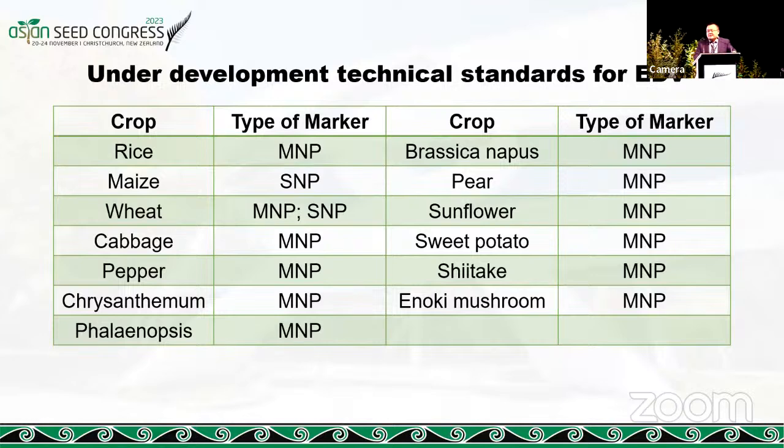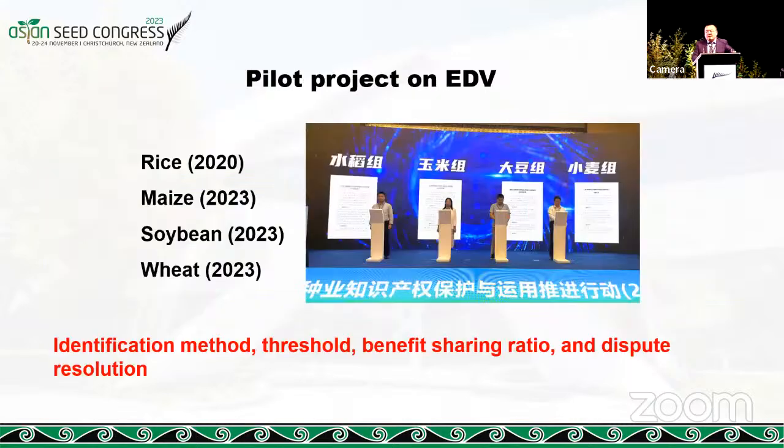These standards are still under development. And the last one is we initiate a pilot project on EDV. In fact, we started this work from 2020. The first crop is rice, and this year we start another three crops: maize, soybean, wheat.